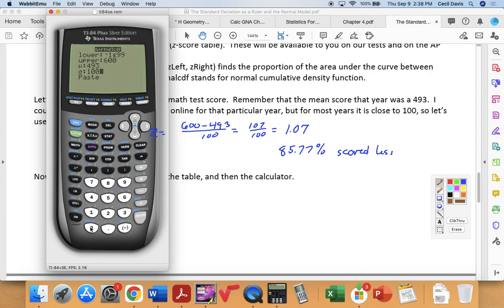What if your score was lower than 493? Excellent question. Your z-score would be negative. It goes below 0, correct. Yeah, it actually is on the table. If you flip over to the other side, where is it? Hang on a second. This is the wrong table. Hang on.